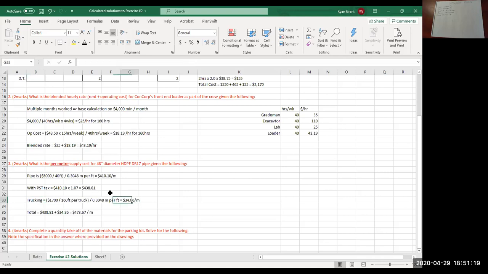So then you simply add these two numbers together down here at the bottom, and you get the total of $473.67 per meter. So that's your pipe cost supplied to your job site, including your PST tax. You always want to include PST tax in your estimates. We'll get into how to show GST a little bit later. We'll see how that's done today. But for PST, it's included in all of your bid items that have materials.